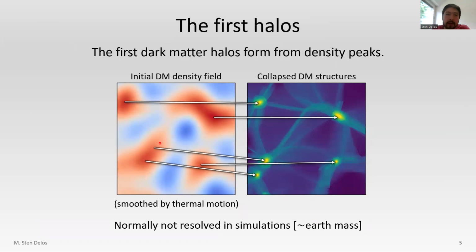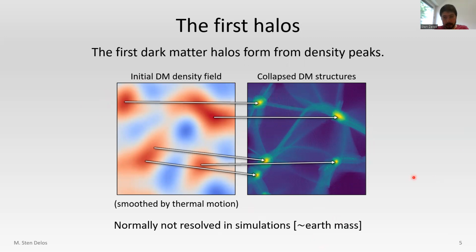So the idea is that in standard dark matter models, the initial density field would be smoothed by thermal motion. For cold dark matter, maybe on Earth's mass scales, it can vary a lot depending on the dark matter model. But what happens is that each local maximum in the resulting density field would collapse to form a halo.